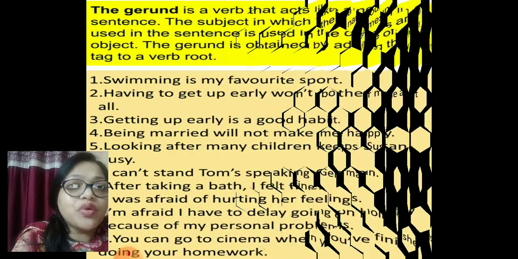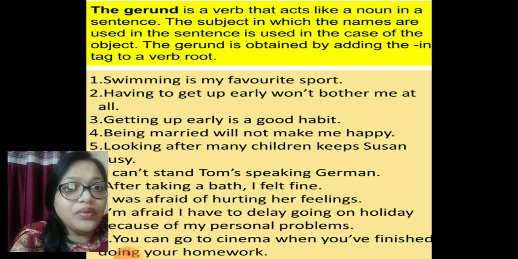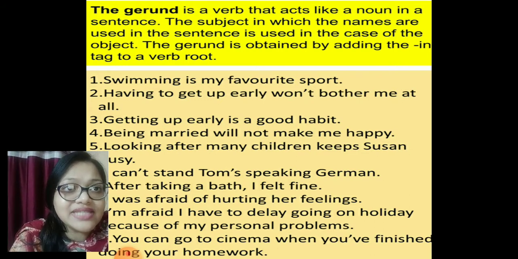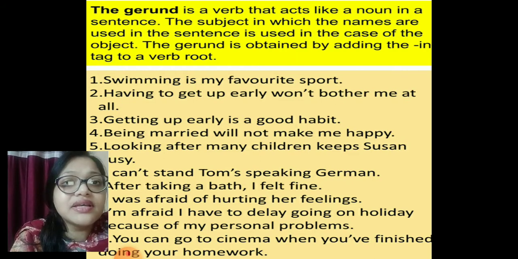So what is a gerund? Follow the definition. The gerund is a verb that acts like a noun in a sentence. The subject in which the nouns are used in the sentence is used in the case of the object. Ing is actually added to the root verb. Now let's go through a few examples.